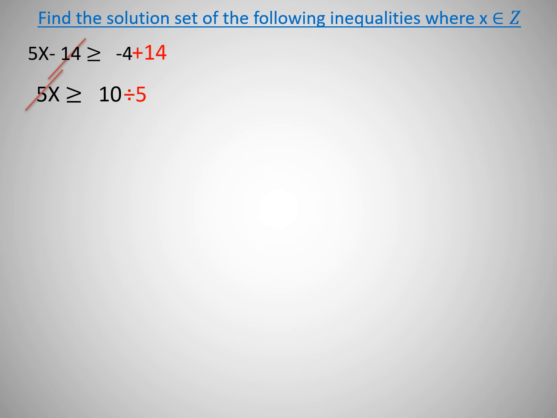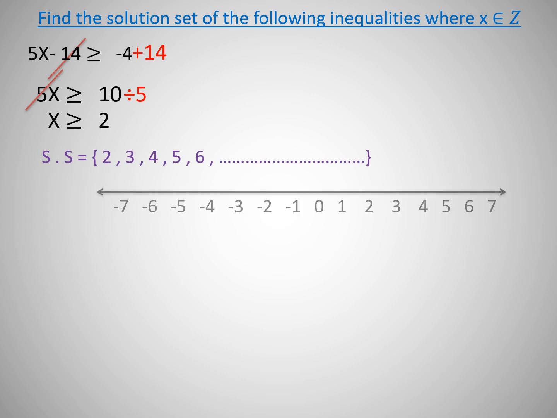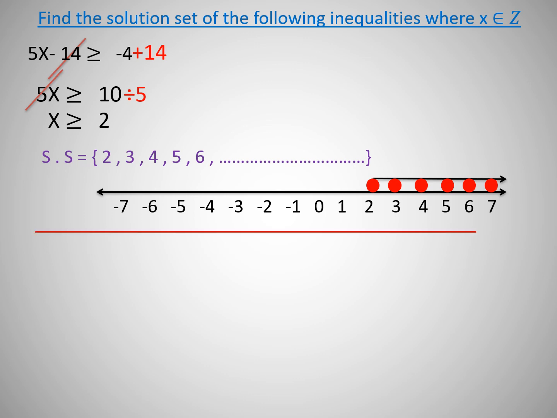So the remaining in the left hand side is x greater than or equal to 2. The integers greater than or equal to 2 are 2, 3, 4, 5, 6 to infinity. By using the number line, we will put closed circles on 2, 3, 4, 5, 6 to infinity by using an arrow.